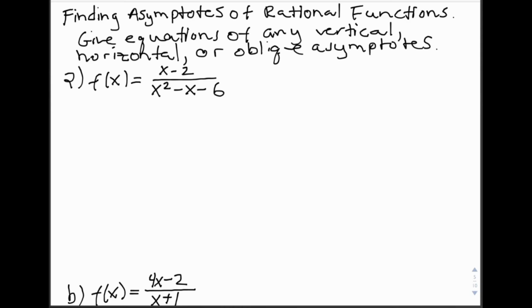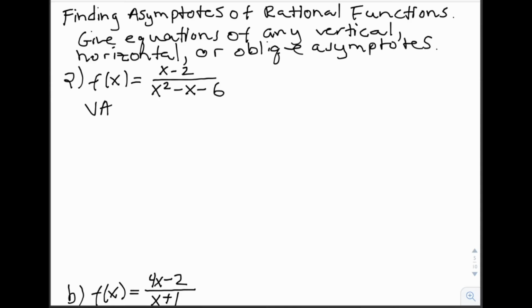This example asks us to give equations of any vertical, horizontal, or finally oblique asymptotes. So let's go ahead and look at our example A here. In this case, let's figure out what our vertical asymptote is. So in other words, let's set that bottom equal to 0 and solve for x. So this is going to be our vertical asymptote.